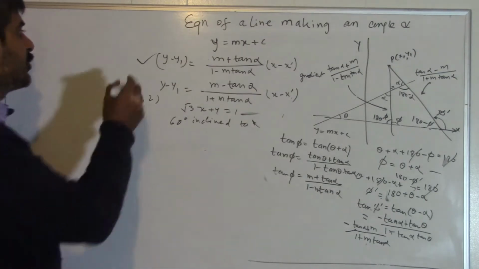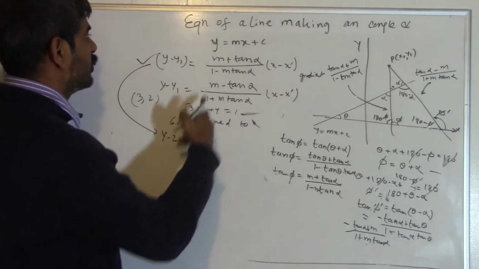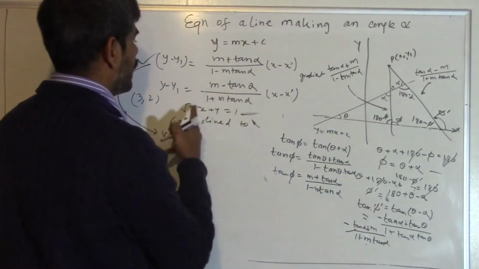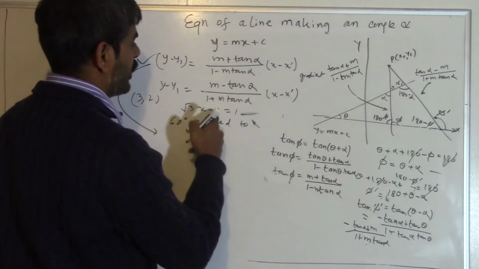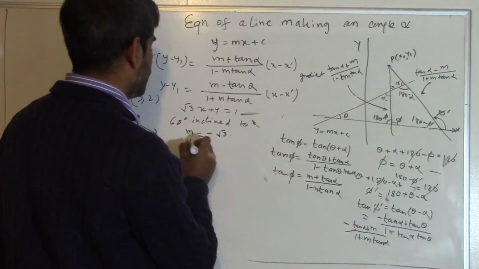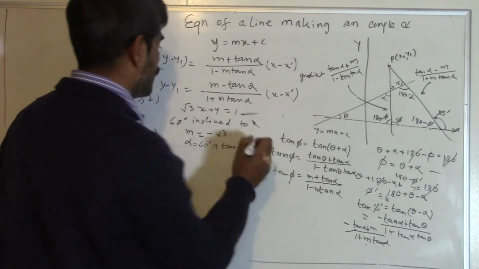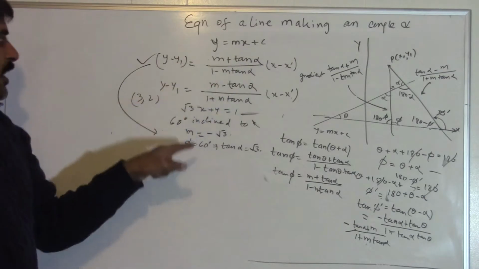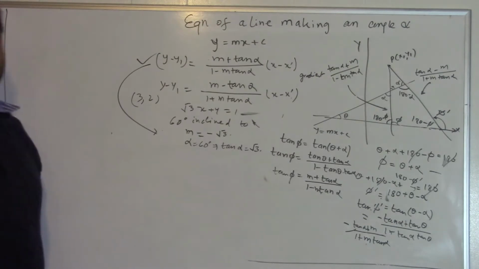So the first line will be given by y minus y1, y minus 2 is equal to m. M is the gradient of this given line, which is, let us write, y is equal to mx minus square root of 3. And alpha is given as 60 degree, or we can write tan alpha is equal to square root of 3. So m is given, alpha is given, we can find out tan alpha, and y1 and x1 are given. So we can write down the equation from here directly.